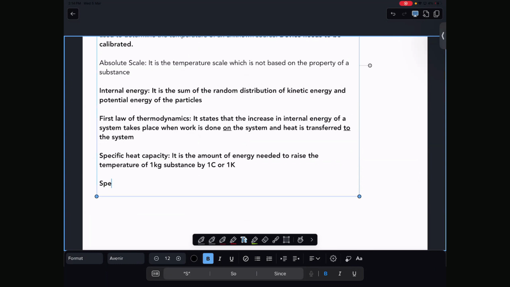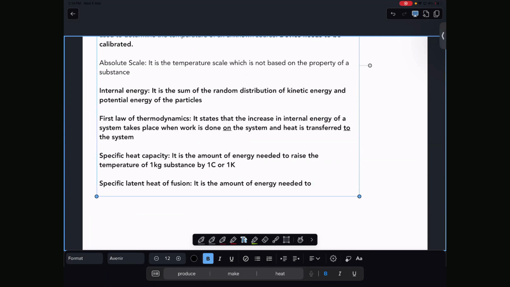And what is specific latent heat of fusion? It is the amount of energy needed to change solid to liquid or vice versa. If you gain energy, what happens? You melt. And if you release, you freeze. Saying just absorb is not appropriate.